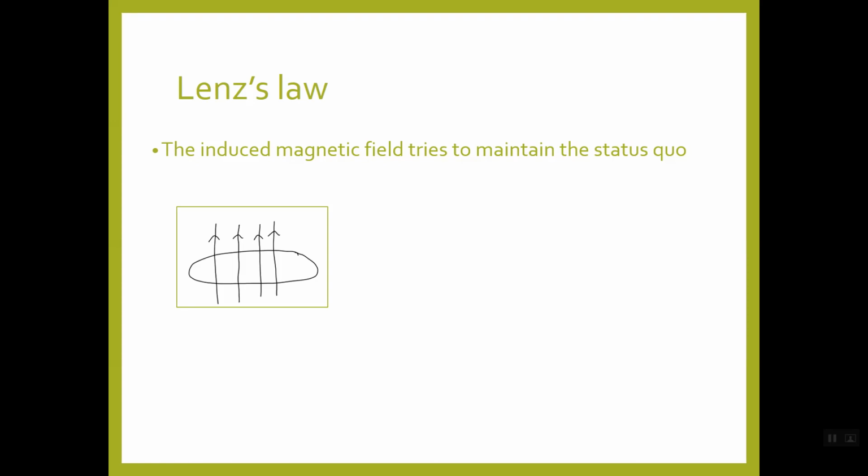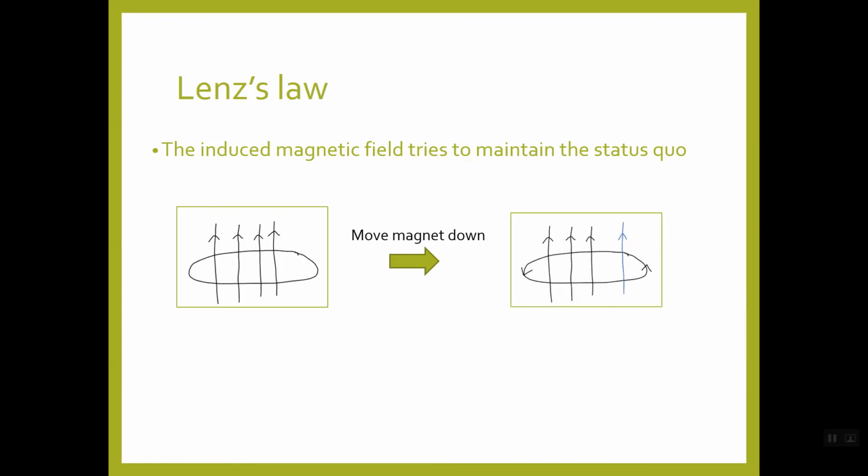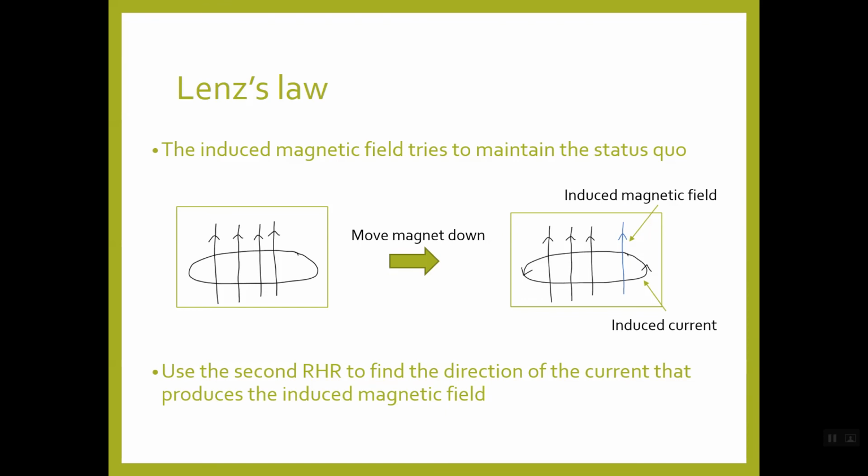We can do the same thing now if we move a magnet down out of the current loop. So initially we had, let's say, 4 magnetic field lines going through the loop. We move the magnet down. So now we only have 3 magnetic field lines. The induced magnetic field is trying to maintain the status quo. It's trying to make it look more like this. So it's going to be going up. That's the induced magnetic field. And then we use the second right-hand rule to say a current going in this direction produced this induced magnetic field.